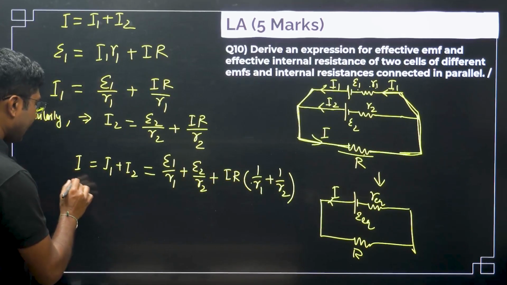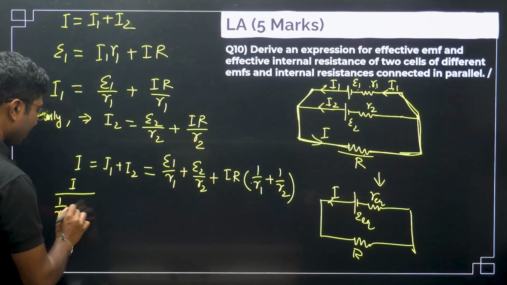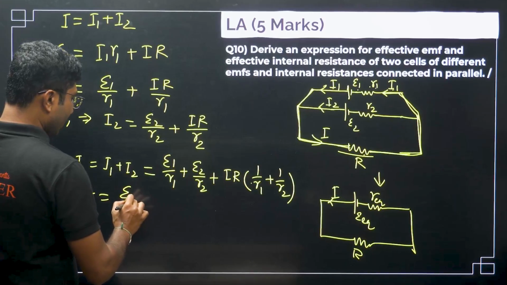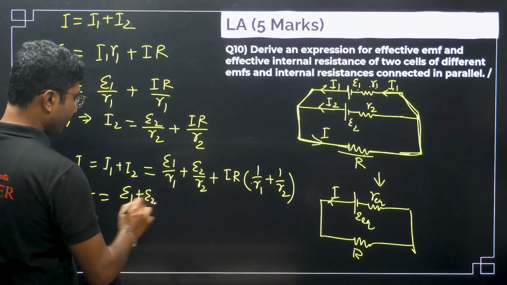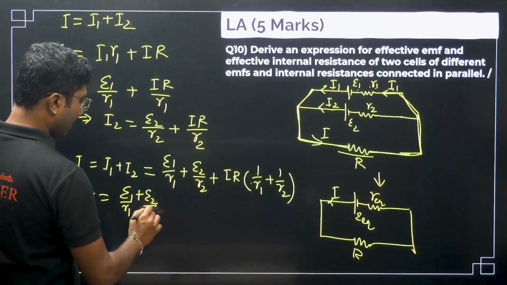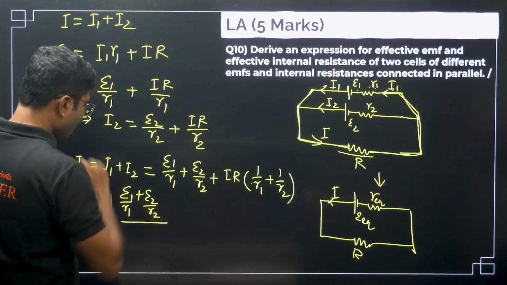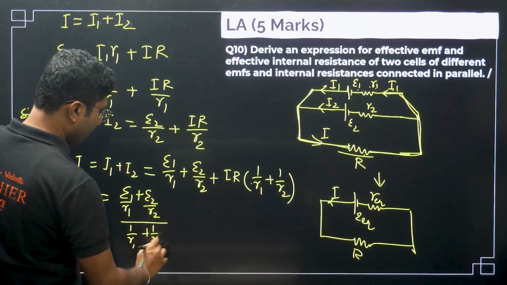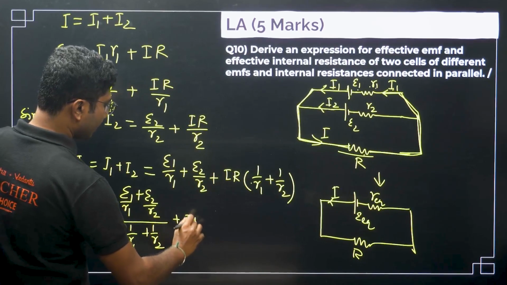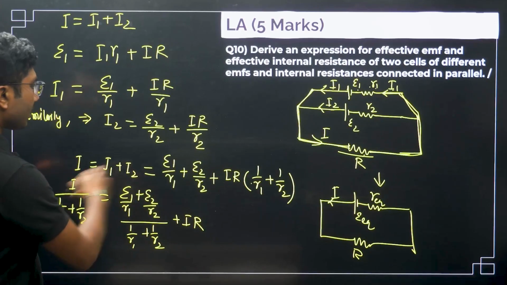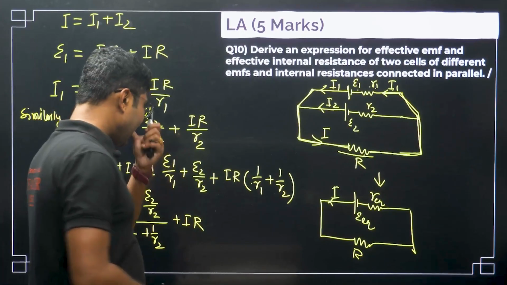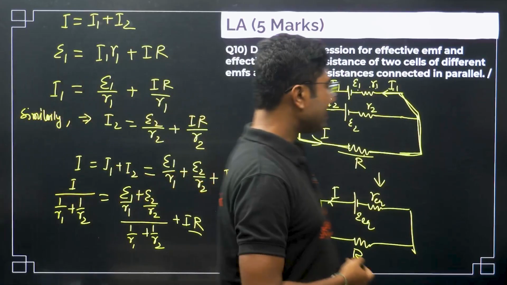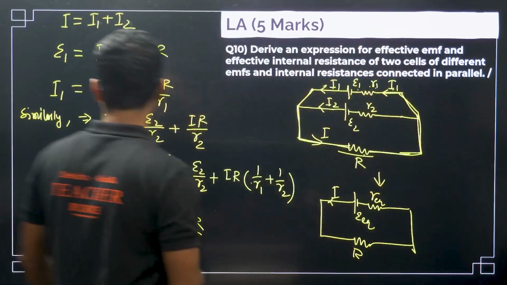So we get I divided by 1 upon R1 plus 1 upon R2 equals epsilon 1 plus epsilon 2, R1 R2, divided by 1 by R1 plus 1 by R2, plus I into R. Okay, what is the purpose of doing that? The purpose is to separate this IR term. It will be very, very helpful if you remember this trick.